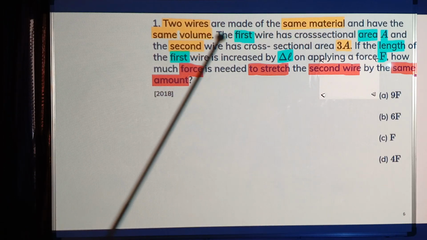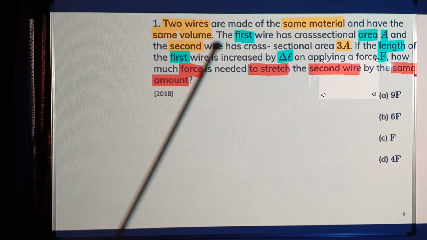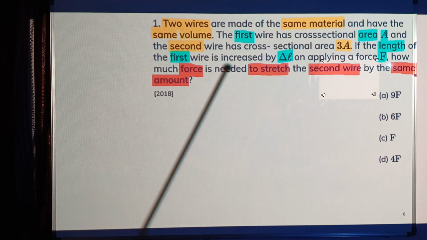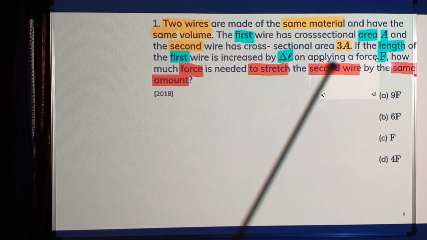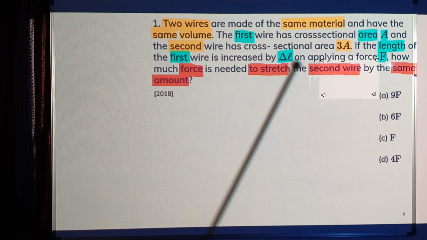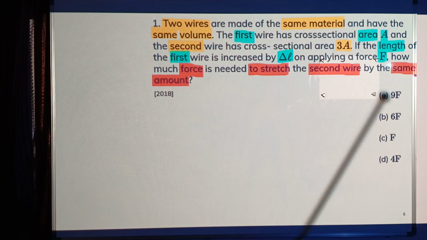2 wires are made of the same material and have the same volume. The first wire has cross-section area A and the second wire has cross-section area 3A. If the length of the first wire is increased by delta L on applying a force F, how much force is needed to stretch the second wire by the same amount? You can pause and attempt this question.